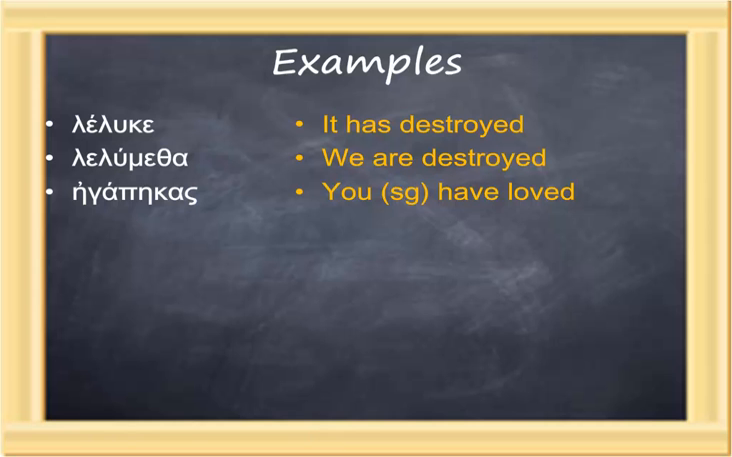The third form is a gapekos. Notice this contract verb, its vowel alpha is lengthened to eta. The kappa alpha with the sigma indicates it's you singular have loved. But for reduplication, instead of a doubling of a consonant, the initial vowel is lengthened. That's called vocalic reduplication, and we'll talk about it in a minute.